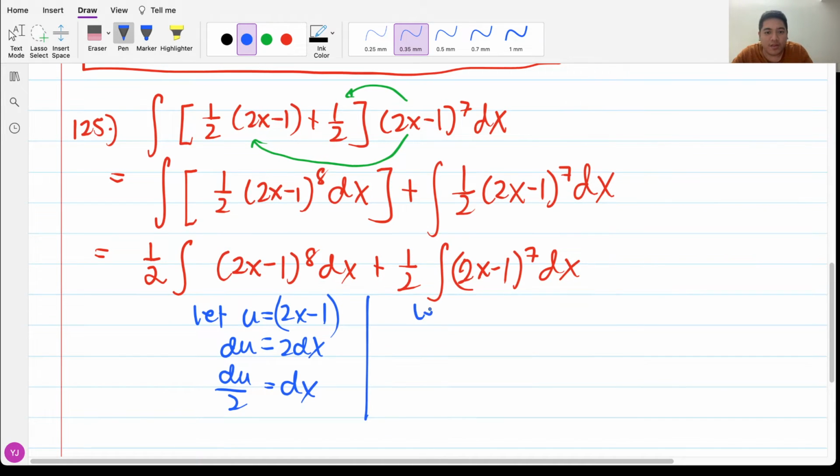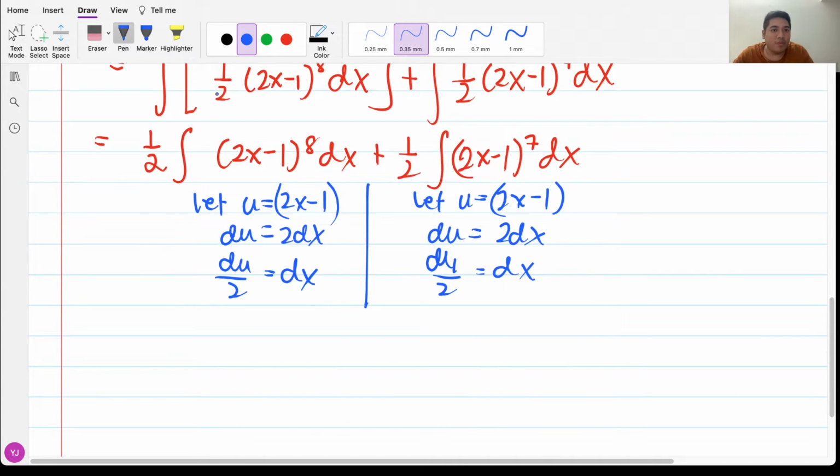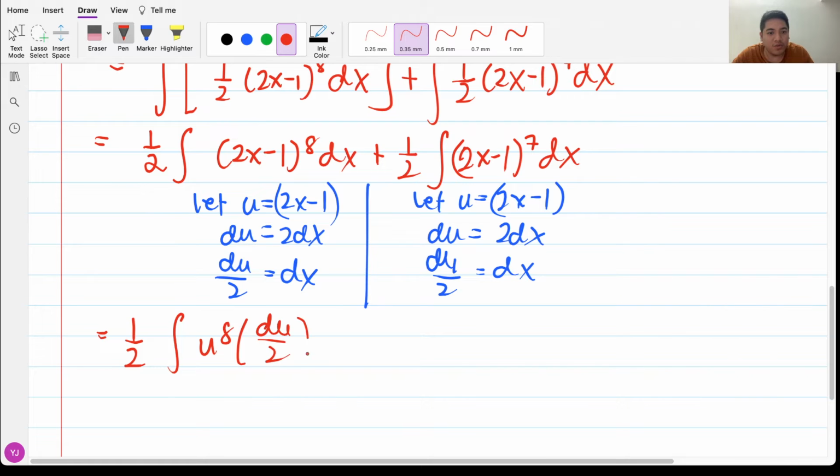And then for this second term, we have 2x - 1, and then we have du = 2 dx. So you have du over 2 equals dx. So both will have a correction factor of 1/2. So we have 1/2 integral of u^8, and then dx is du over 2.